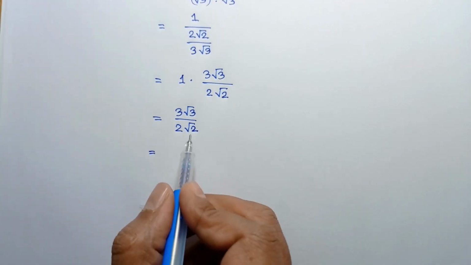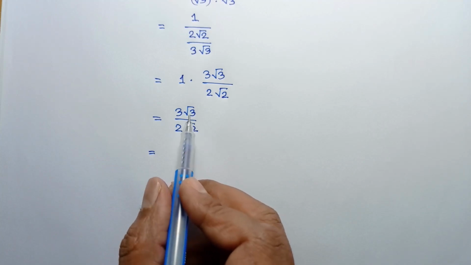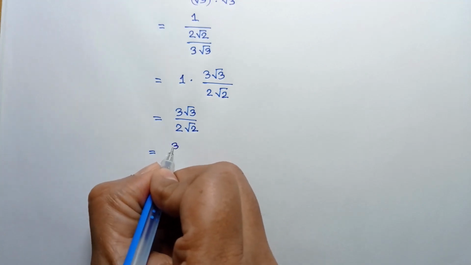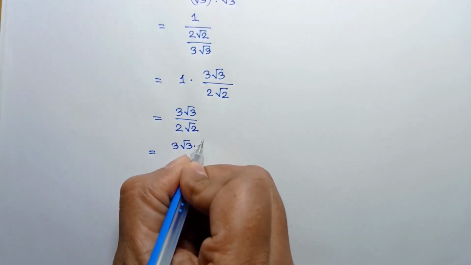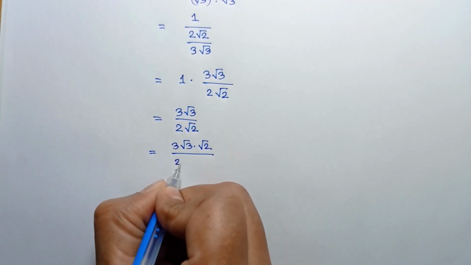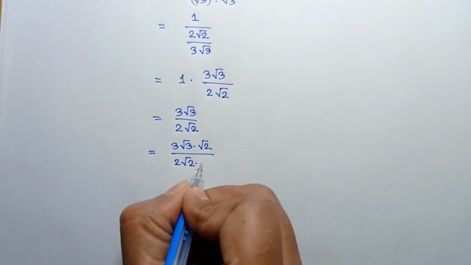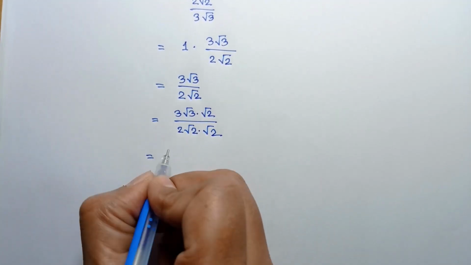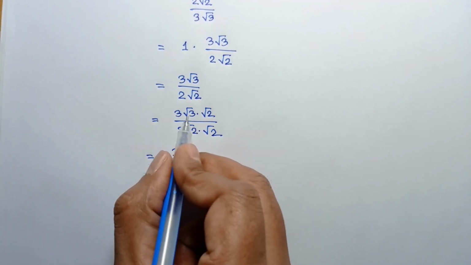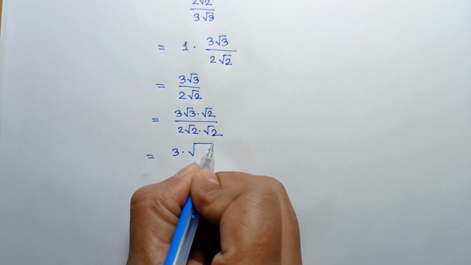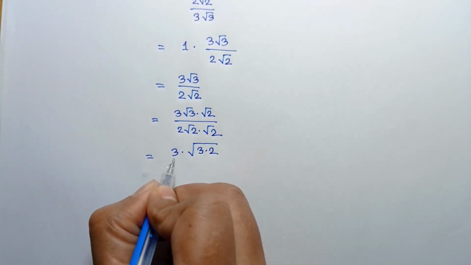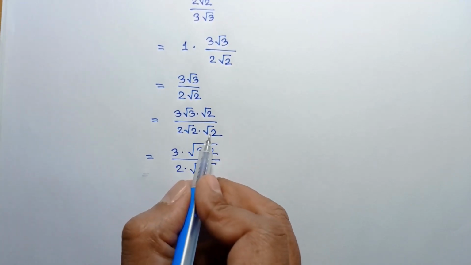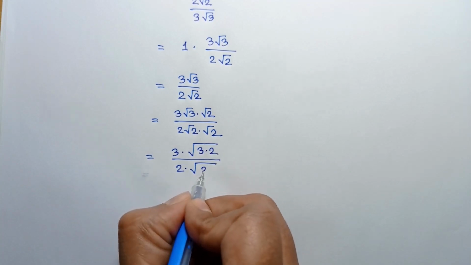Now if we multiply numerator and denominator by square root of 2, we can write 3 square root of 3 times square root of 2 over 2 square root of 2 times square root of 2. This is equal to 3 times square root of 3 times square root of 2, over 2 times square root of 2 times square root of 2 is 2.